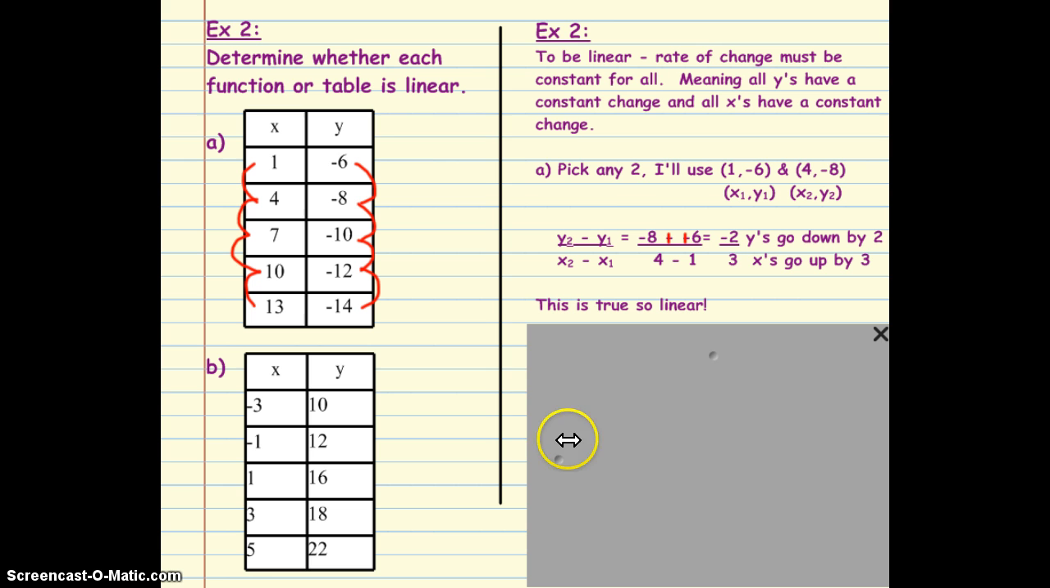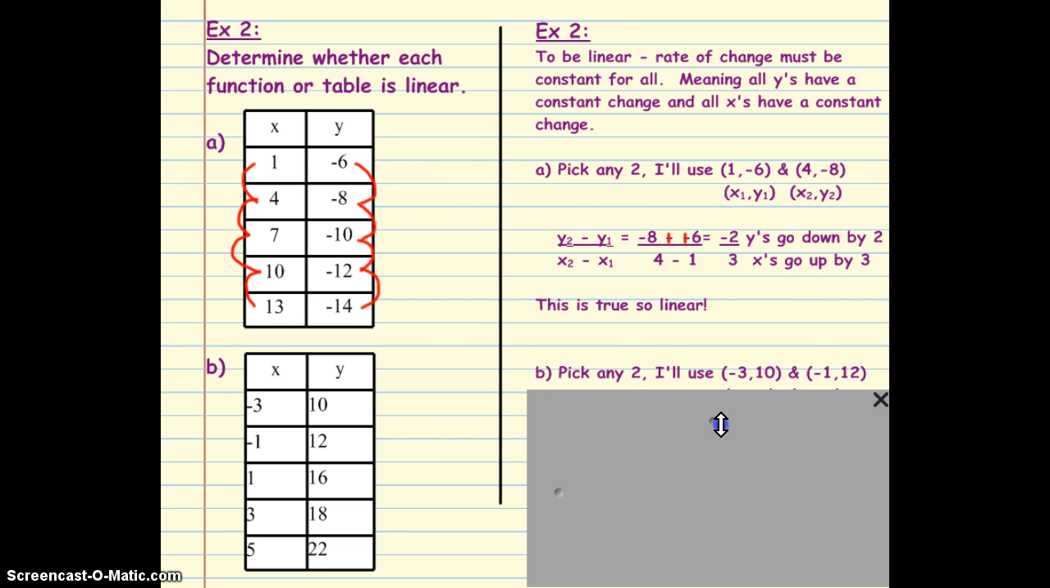Alright, let's try the second table. Again, we're going to find our rate of change, so we're going to pick any 2 points. And again, I'll just pick the first 2. So we've got negative 3 and 10, and negative 1 and 12. Why don't you see if you can pause the video and set this up?